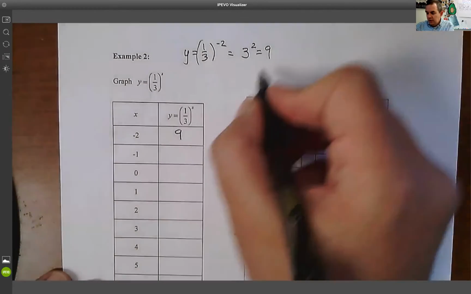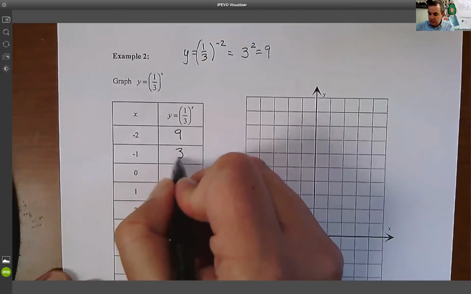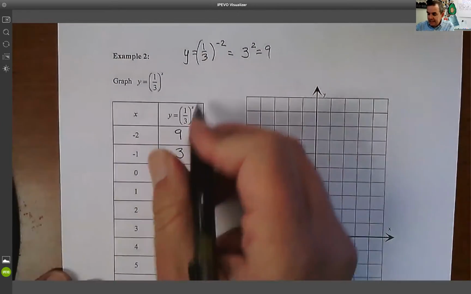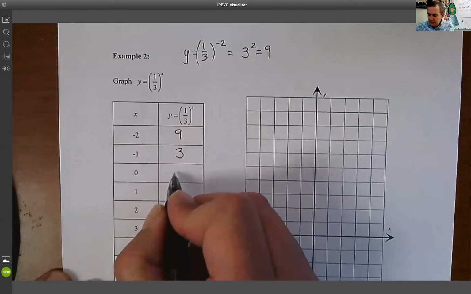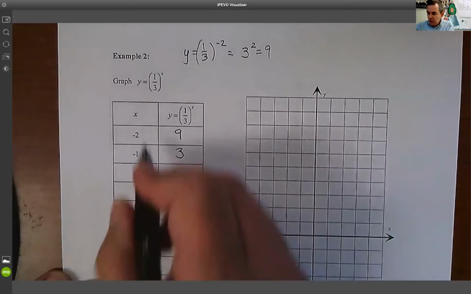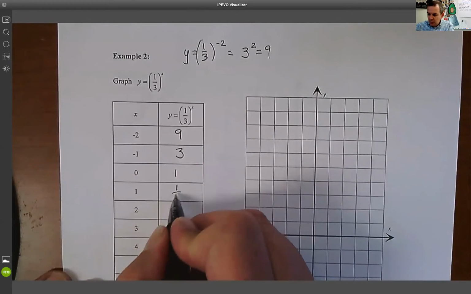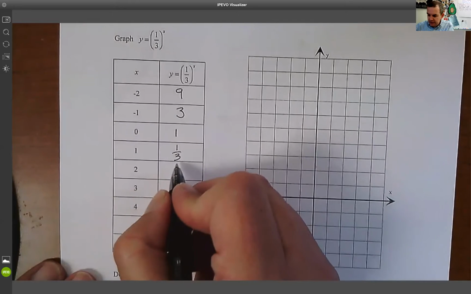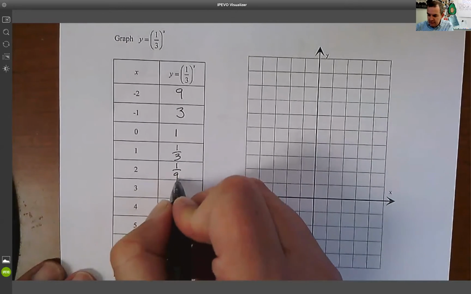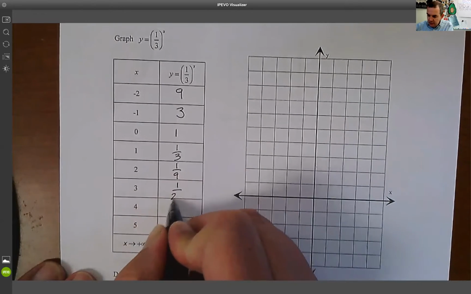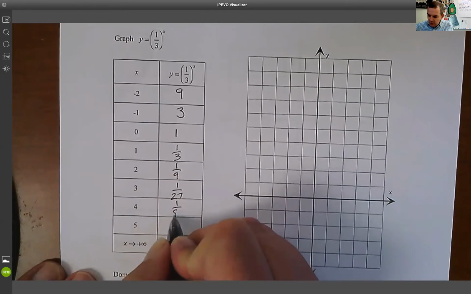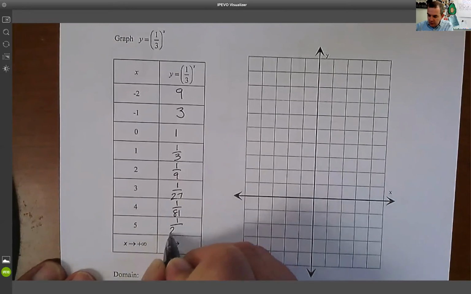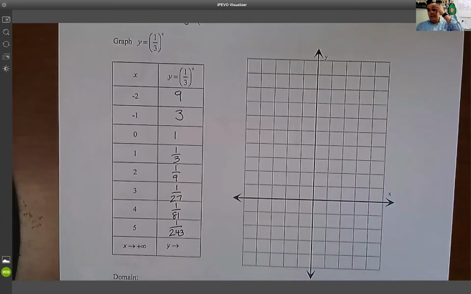When I do negative 1, it's actually going to flip it over. This makes this 3. Anything to the 0 power, 1/3 to the 0 power is going to be 1. So 1, 1/3. And as we go along, what we're going to see is that the second power is 1/9, 1/27, 1/81, 1/243. So again, look at your table. This will give you those values, so you don't have to memorize them or anything else.